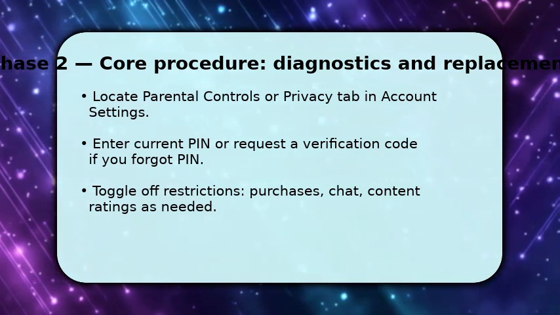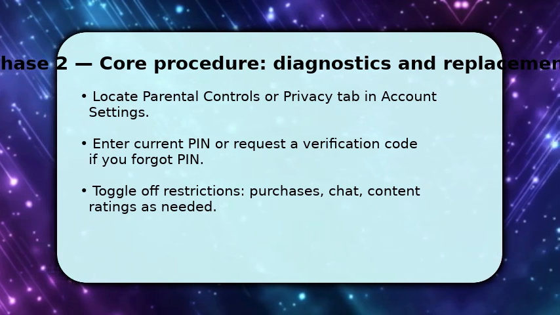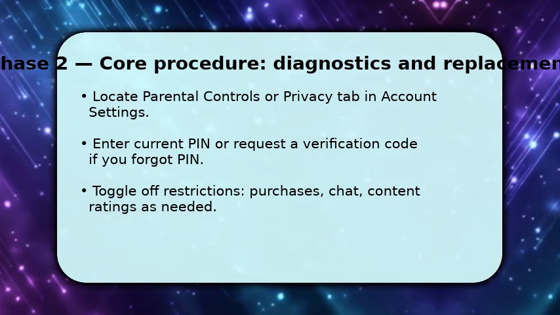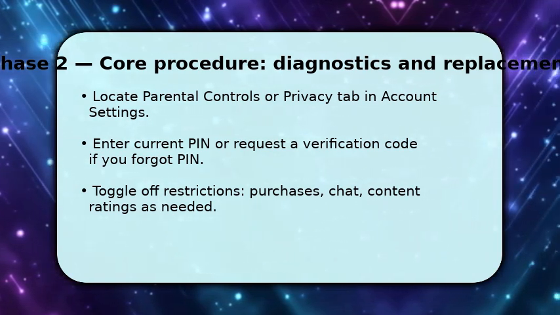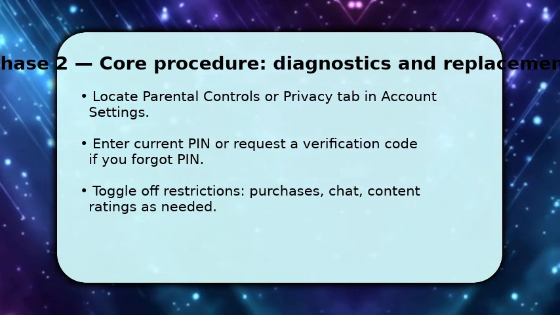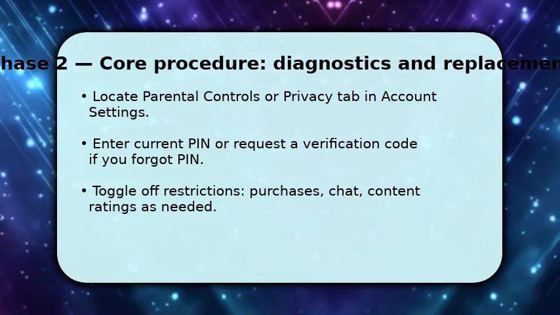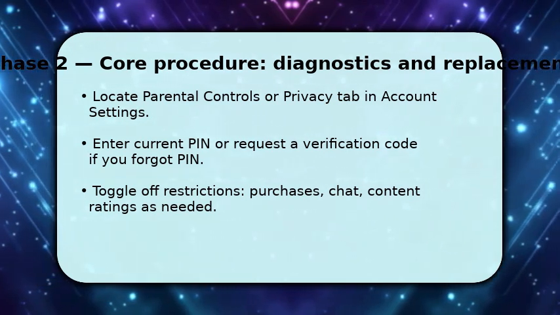If you forgot it, request a verification code to your registered email or phone and use that to reset the PIN. After unlocking, toggle off specific restrictions such as purchases, chat limits, and age-based content filters. Take a moment to review linked console accounts and unlink any that still enforce limits so changes persist.